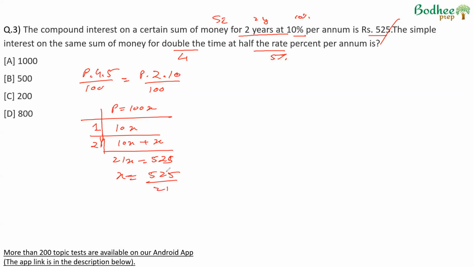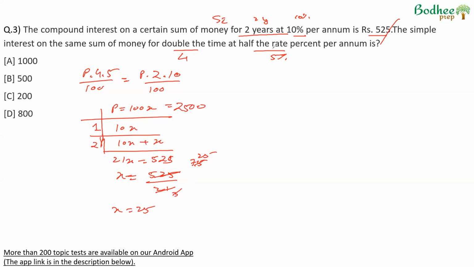which will be divisible. If we divide by 7, 7 sevens are 49, 3 5 7 5 is 35, divided by 25. Of course, 25. Yes. So x is equal to 25. So the principal is nothing but 2500.